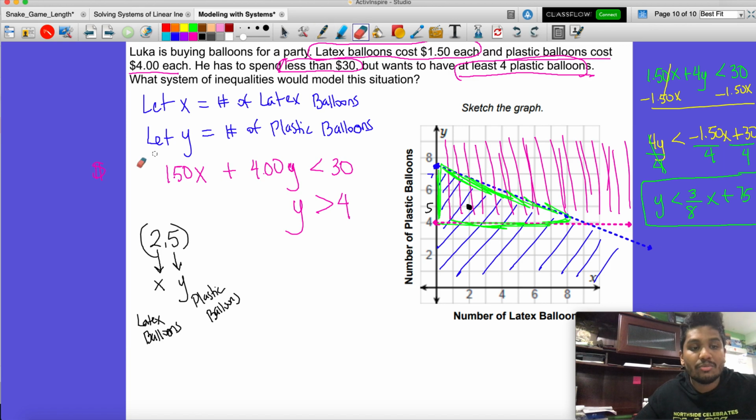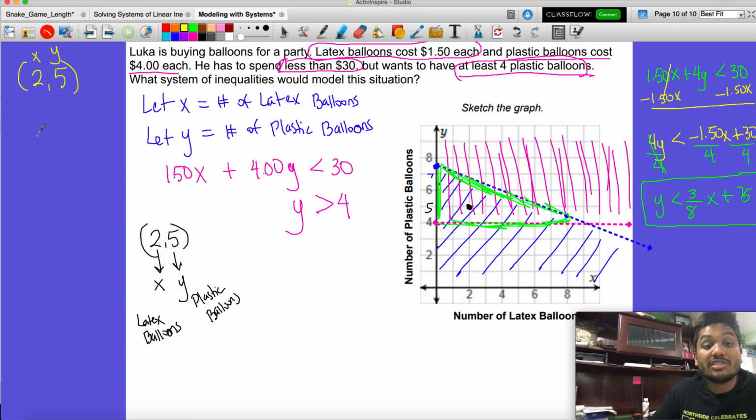The first constraint was that when you purchase everything, you can't spend more than $30, and the second constraint is that you had to have more than 5 plastic balloons. So we're going to test that constraint right over here. I'm just going to write the coordinate here, 2 comma 5. Again, just writing an x and a y there, and we're going to substitute them into the inequalities that we made. So 1.50x plus 4y is less than 30. We'll start with the first one, $1.50 for 2 latex balloons, x is 2, plus 4.